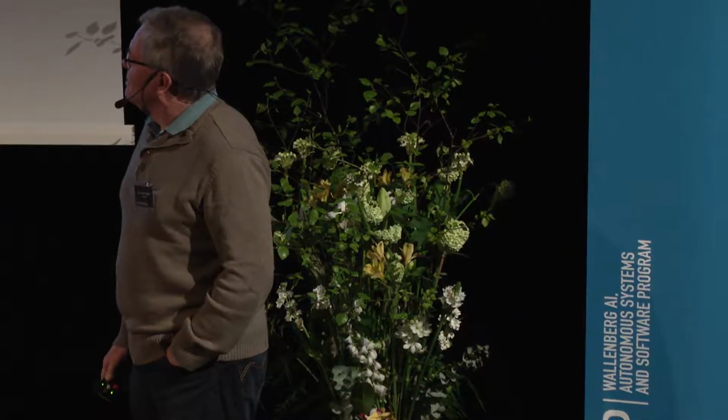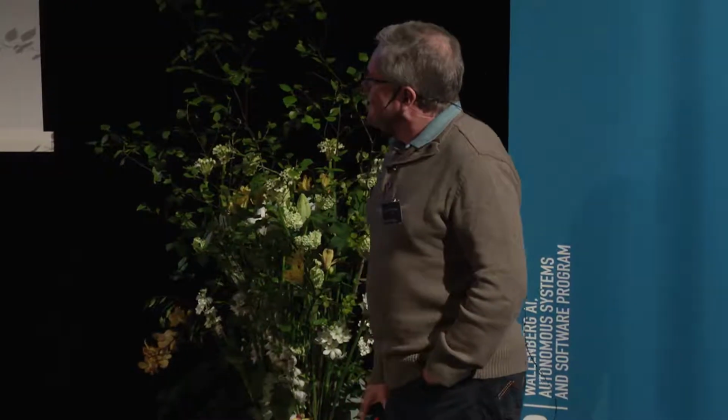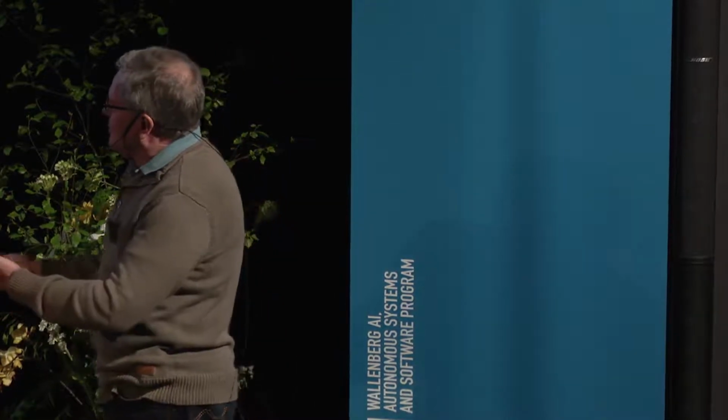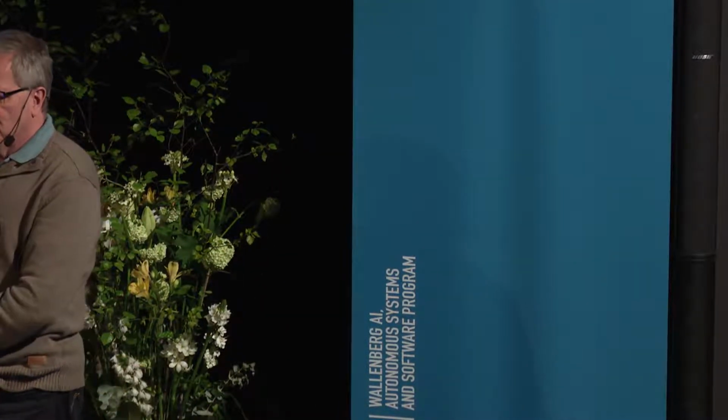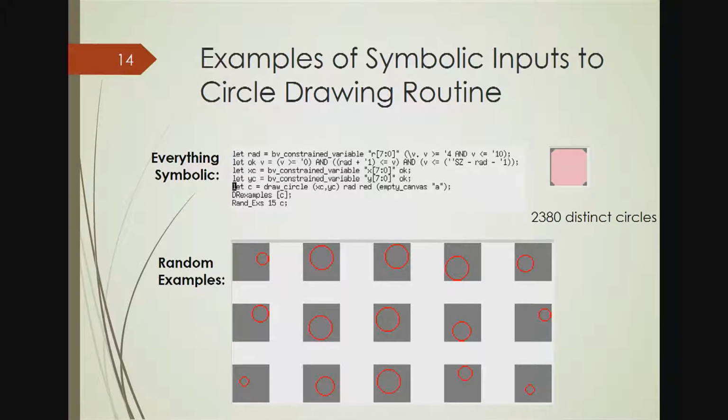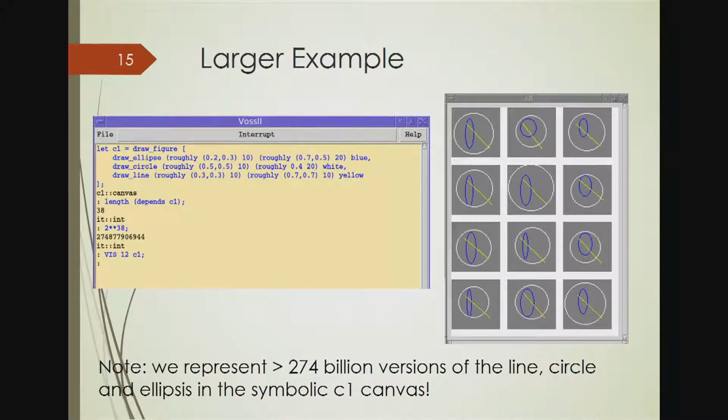And if you do the whole thing symbolic, you get a little bit over 2,000 images effectively captured in one expression. Now, so what? We can just run a program that generates 2,380 different images. Yes, we can, until we do something more complicated. Here we draw an ellipse, a circle, and a line. And it turns out we effectively generate 274 billion versions of those in this graph. Here I gave you 12. Clearly, you can very quickly now capture a very large number of images.